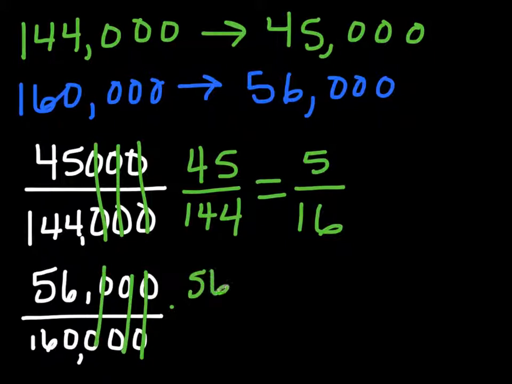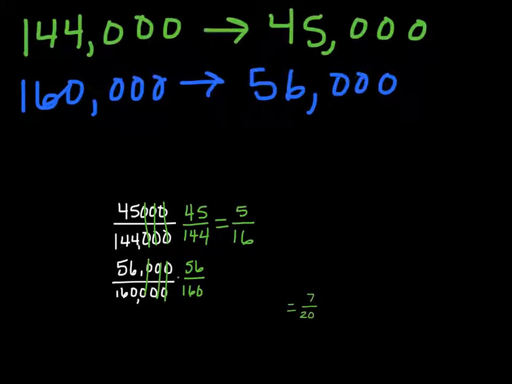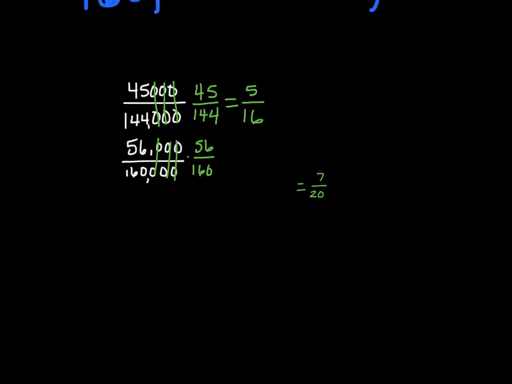We have 56 over 160. Both 56 and 160 will be divisible by 8, giving us 7/20. Okay, now we have some numbers that we can work with. In order to compare these fractions, we need to find the least common denominator, which we will find by figuring out the least common multiple of 16 and 20.